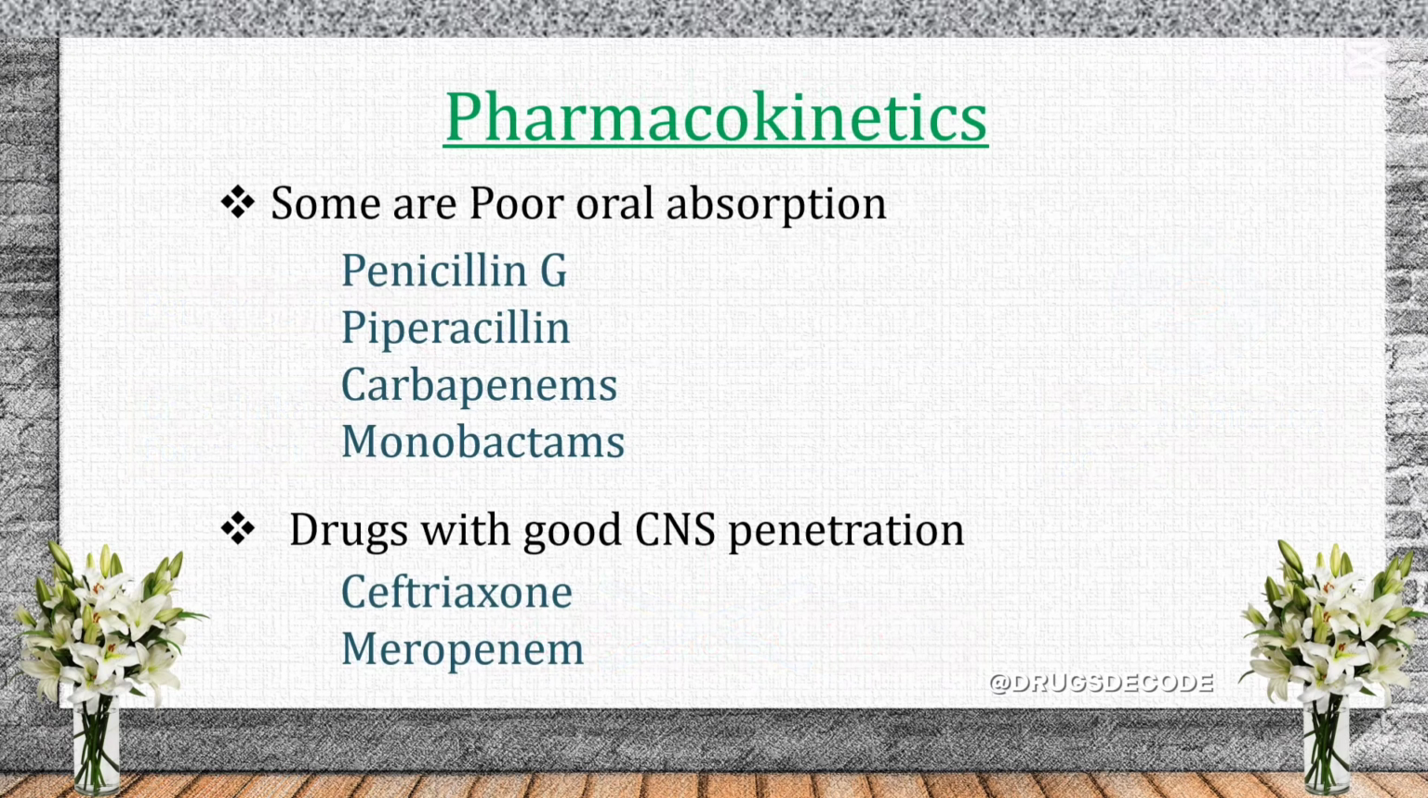Let's discuss how beta-lactams behave in the body. Many beta-lactams, like penicillin G and piperacillin, have poor oral absorption and are given parenterally. Drugs like ceftriaxone and meropenem can cross the blood-brain barrier, making them effective for treating meningitis.